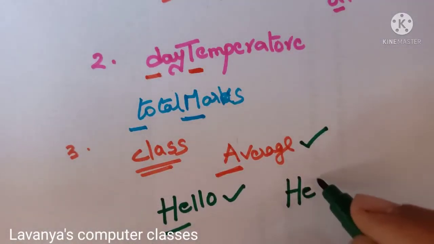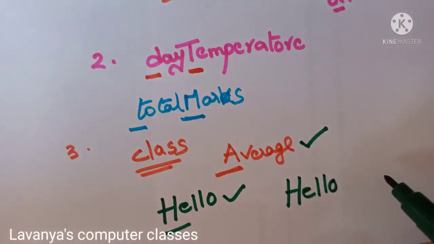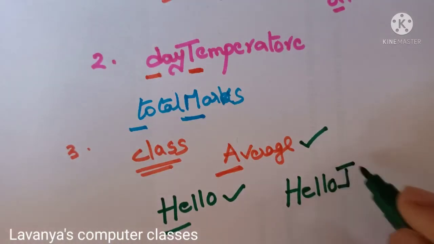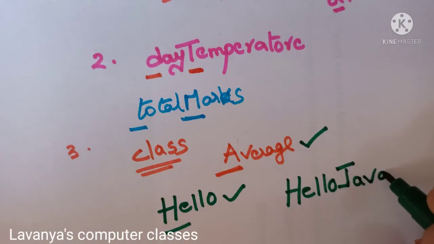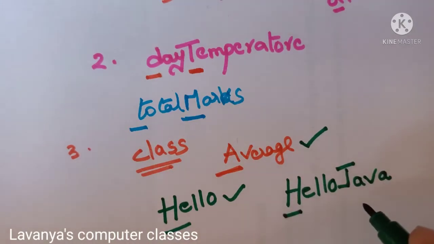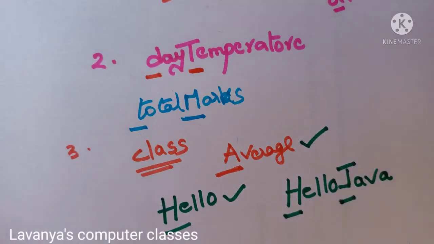One is the hello. So the first letter should be capital. And the second word's first letter is also a capital. So Hello, H capital; in Java, J capital. So this is the naming rule for a class.